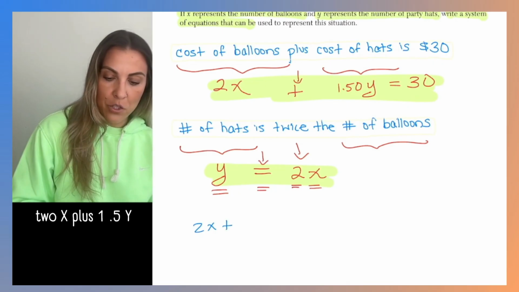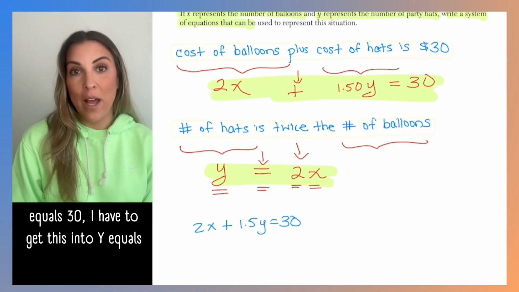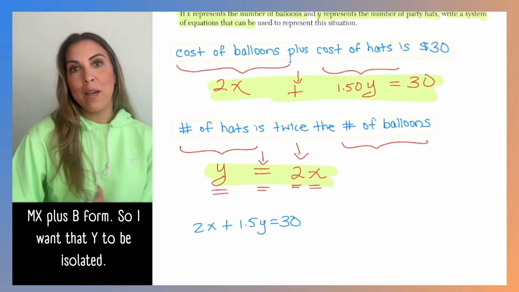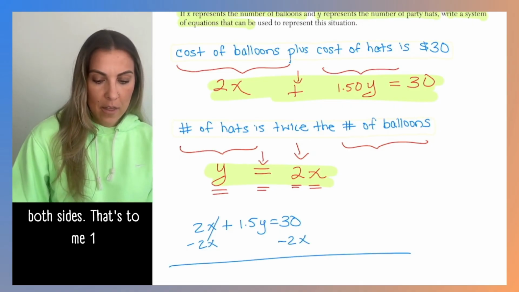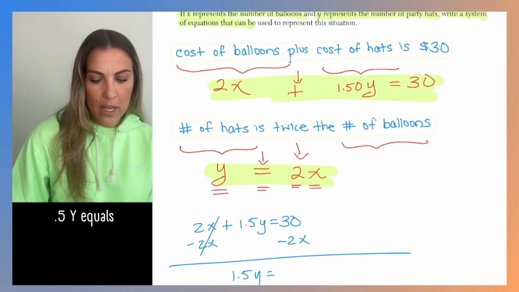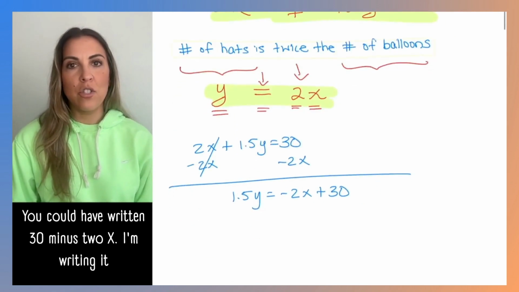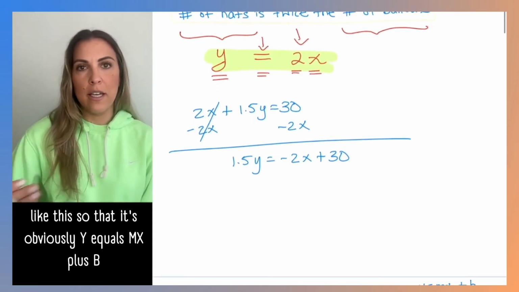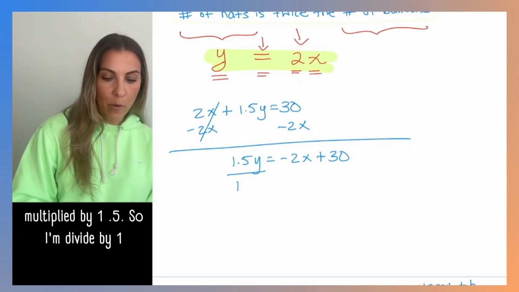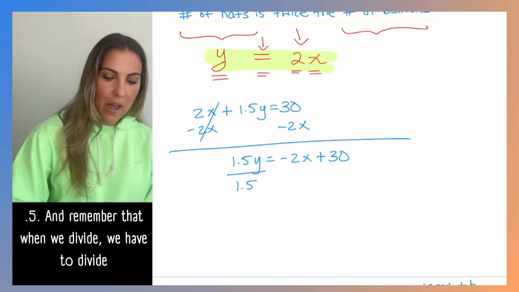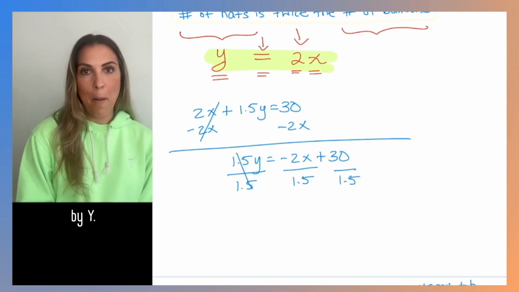So in order for me to graph 2x plus 1.5y equals 30, I have to get this into y equals mx plus b form. So I want that y to be isolated. So I'm going to first subtract 2x from both sides. That's going to give me 1.5y equals negative 2x plus 30. You could have written 30 minus 2x. I'm writing it like this so that it's obviously in y equals mx plus b form. Now, again, I want that y isolated. Right now, it's being multiplied by 1.5. So I'm going to divide by 1.5. And remember that when we divide, we have to divide every term in the equation by that number.